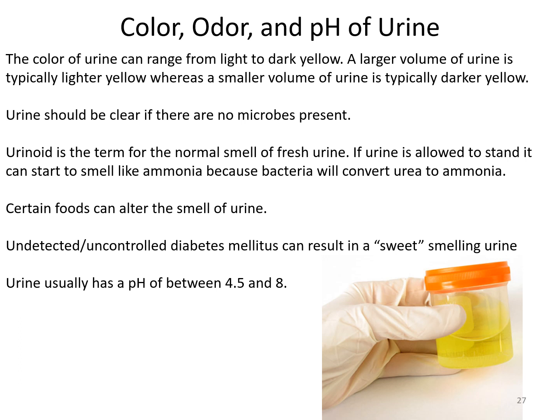So urine should always be some form of yellow. It can be anywhere from a light yellow to a dark yellow. The more volume of urine you have, the lighter it is going to be in color, whereas if it's a smaller volume and more concentrated, it's going to be a darker yellow. It should always be clear, assuming no microbes are present. And they actually have a term for the normal smell of fresh urine, and that's called urinoid. So it has its normal smell.